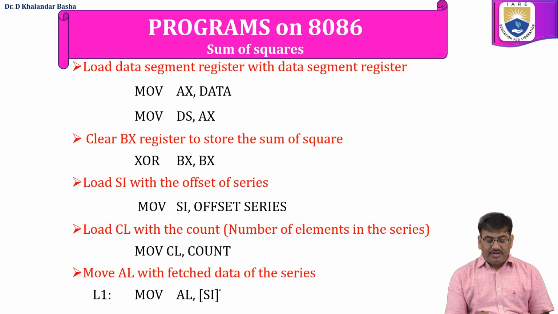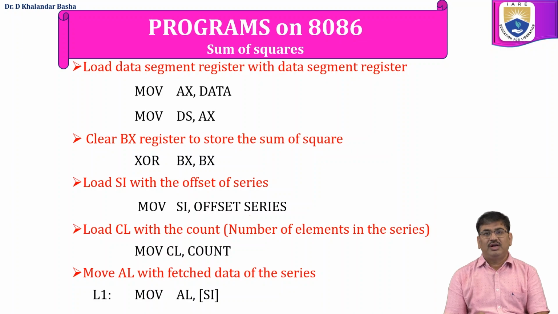Then MOV AL with the fetched data of the series. So the address of the series is in SI. That memory location's contents will be fetched indirectly by using the square brackets of SI. This data will be loaded into AL. So now the byte is there in the AL register.